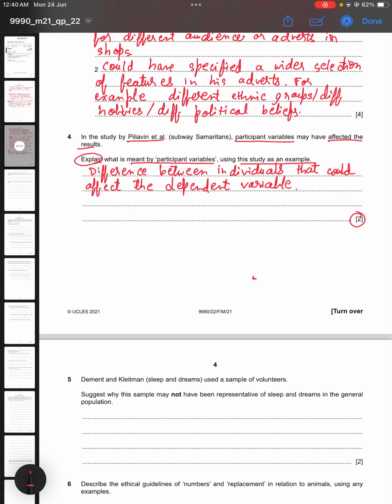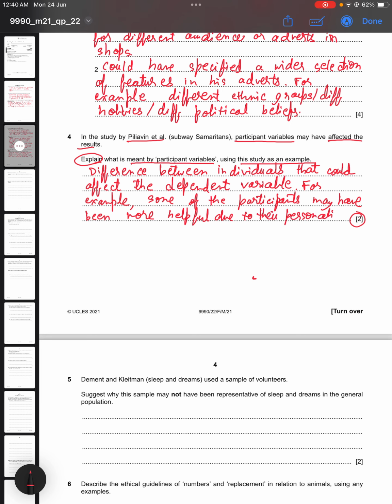Now the example from the study can be that, for example, in the study by Piliavin, some of the participants may have been more helpful due to their personality and not because of the environment that was made.